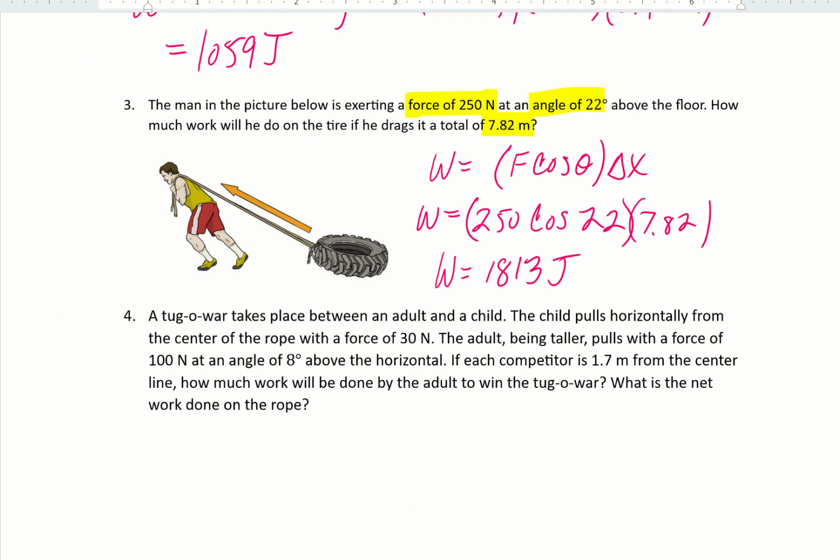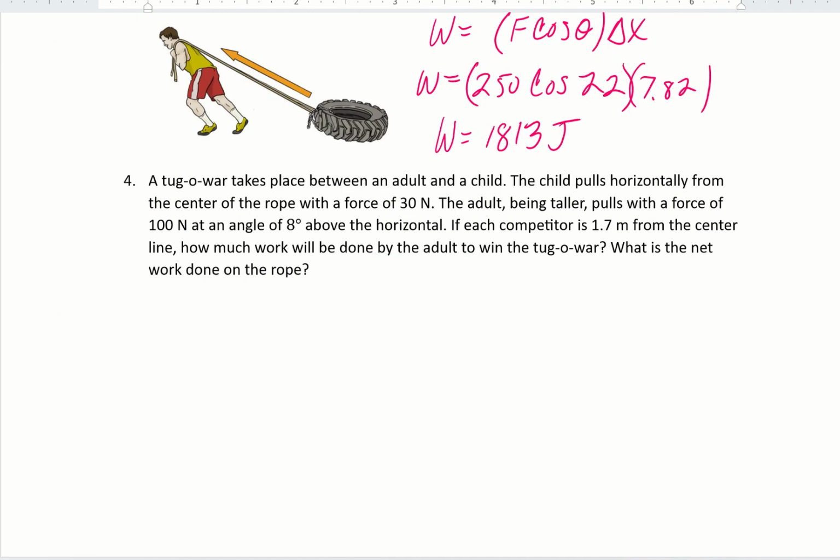Okay. This one's a little bit more challenging. We're doing a tug of war between an adult and a child. The child is pulling horizontally from the center of the rope with a force of 30 newtons. The adult, being taller, pulls with 100 newton force at an 8-degree angle above the horizontal. If each competitor is 1.7 meters from the center, how much work will be done by the adult to win the tug of war? So basically, the adult needs to move the child 1.7 meters. And then what is the net work done on the rope?